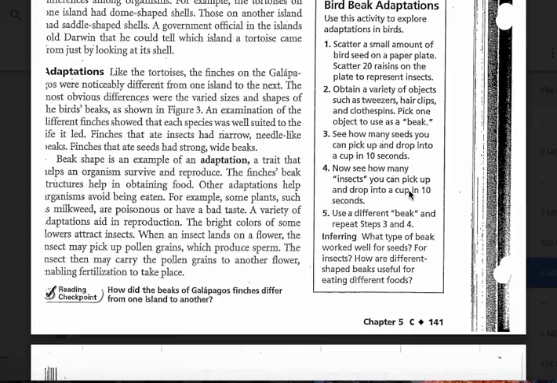Adaptations. Like the tortoises, the finches on the Galapagos were noticeably different from one island to the next. The most obvious differences were the varied sizes and shapes of the birds' beaks, as shown in Figure 3. We'll go up to that in a second. An examination of the different finches showed that each species was well suited to the life it led. Finches that ate insects had narrow, needle-like beaks. Finches that ate seeds had strong, wide beaks.